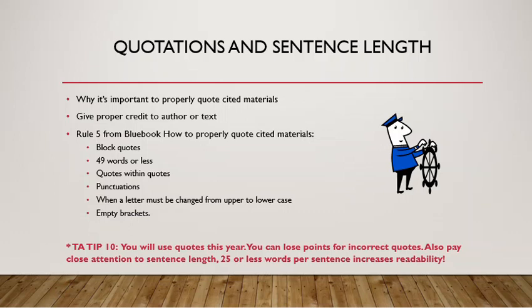TA tip number 10, you will use quotes this year. You can lose points for incorrectly quoting. Also pay close attention to sentence length. 25 or less words per sentence increases readability.